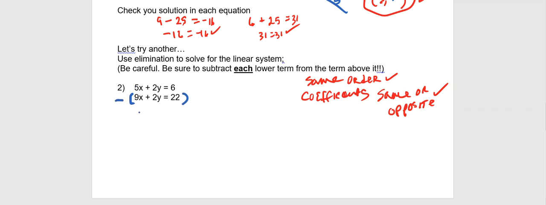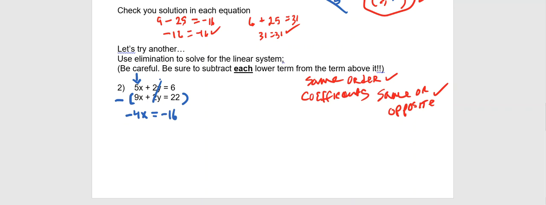So let's see, 5x minus 9x. Now as a reminder, we're subtracting down. That gives me negative 4x. Now this is just by coincidence. We're eliminating for y again. That's not always going to be the case. I know that's what we did in the top equation as well. But 2y minus 2y, that cancels. And 6 minus 22 gives me negative 16.